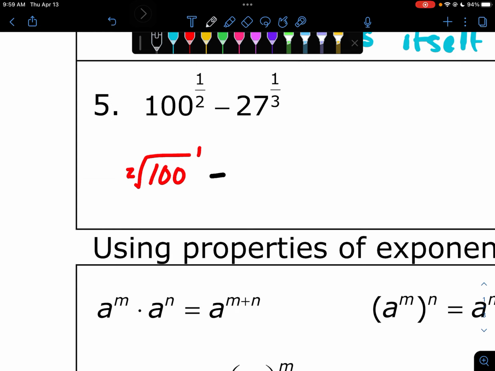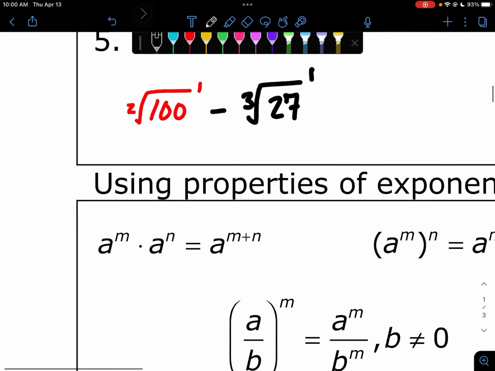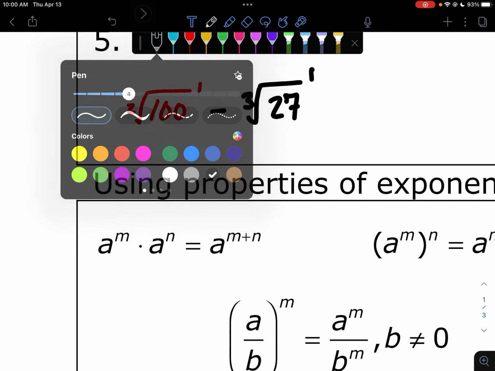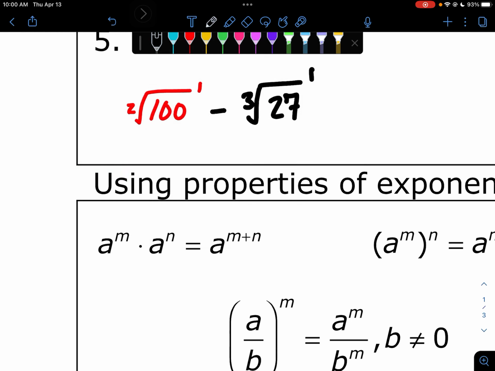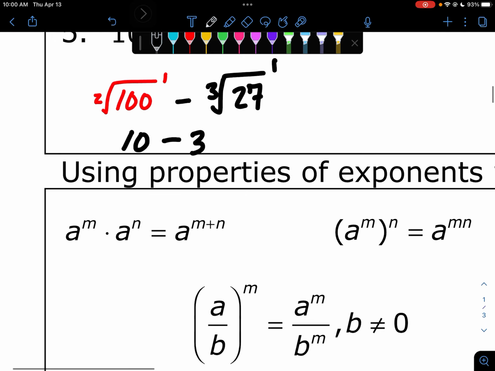So 27, this is a cube root because the denominator is 3, and I'm again raising it to the first power. At this point, I can do the square root of 100 in my head, right? What number times itself is 100? That's just 10. The cube root of 27, what number times itself 3 times is 27? Well, that is going to be 3, because 3 times 3 is 9, and then times 3 is 27. And lastly, we can put these together, and 10 minus 3 is 7.